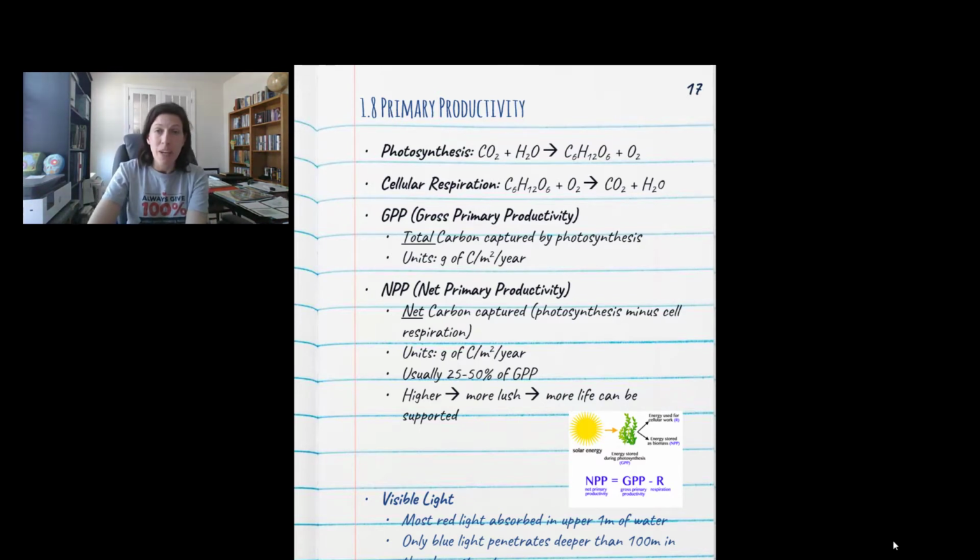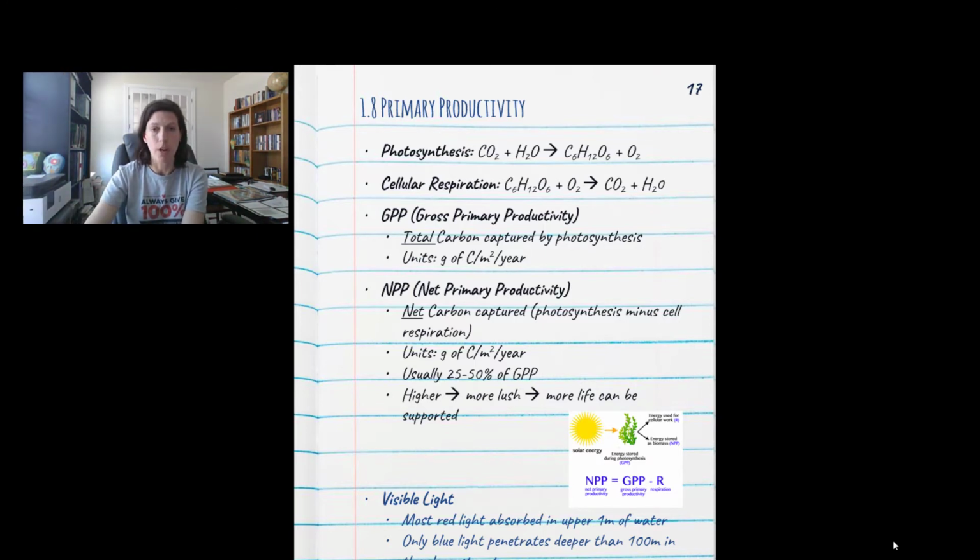The higher the NPP in an ecosystem, the more lush it will be, which means there's more life that can be supported. It's more biodiverse. And if you look at the diagram right there, it says NPP equals GPP minus R. That is an important equation that you want to write down. Net primary productivity equals gross primary productivity minus R, which is the amount of carbon loss in respiration.